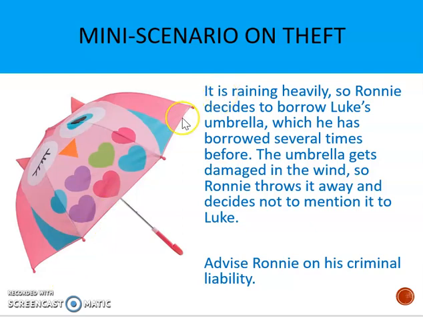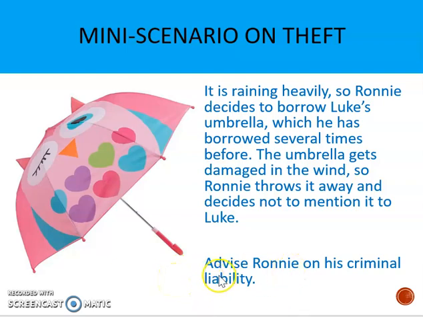So it says it's raining heavily, so Ronnie decides to borrow Luke's umbrella, which he's borrowed several times before. The umbrella gets damaged in the wind, so Ronnie throws it away and decides not to mention it to Luke. And you're being asked to advise Ronnie on his criminal liability.